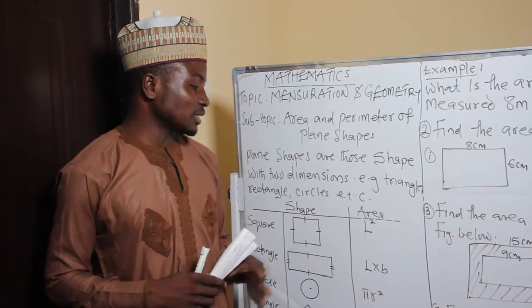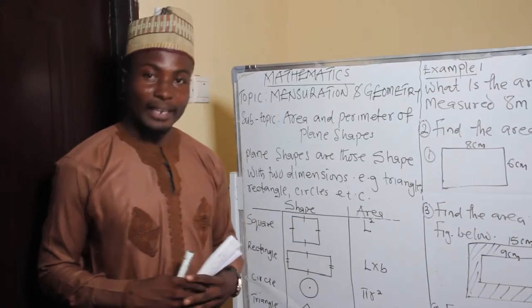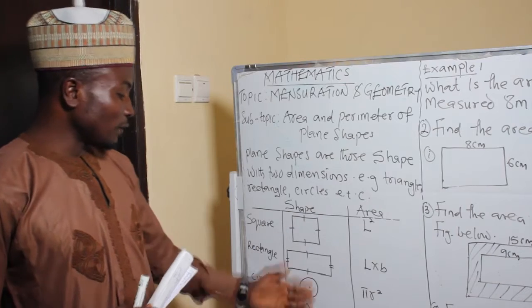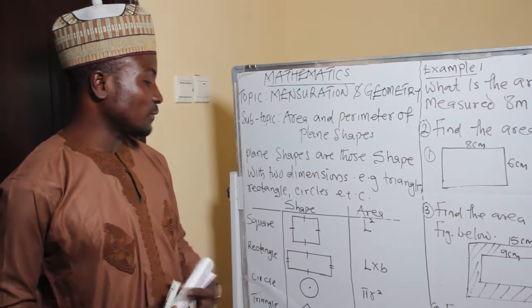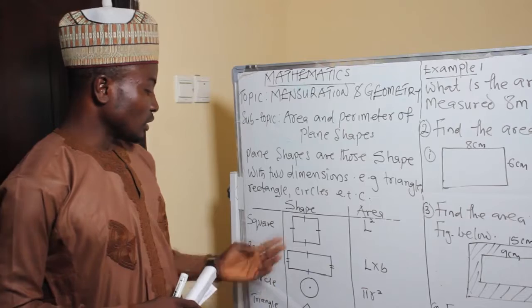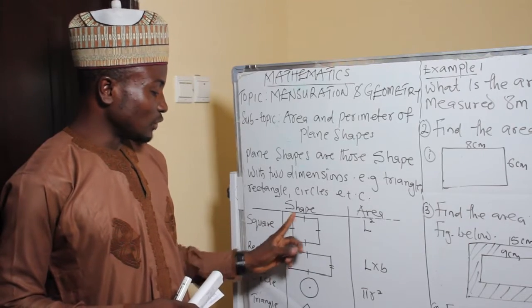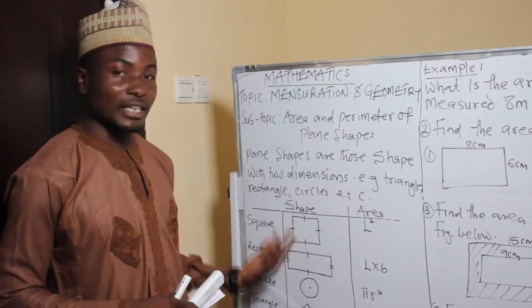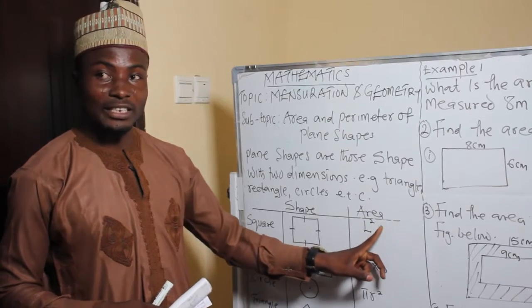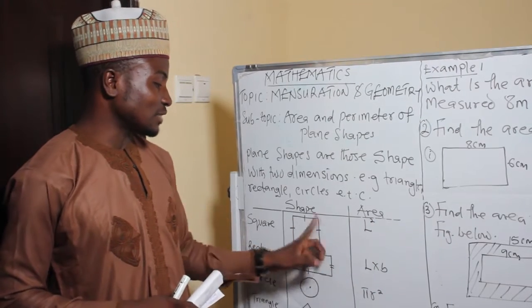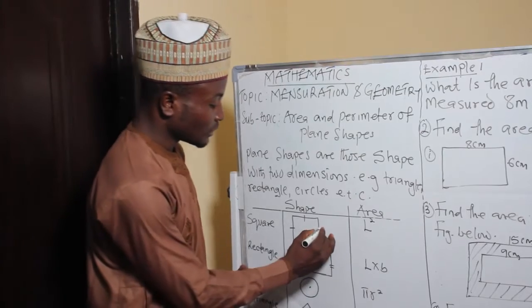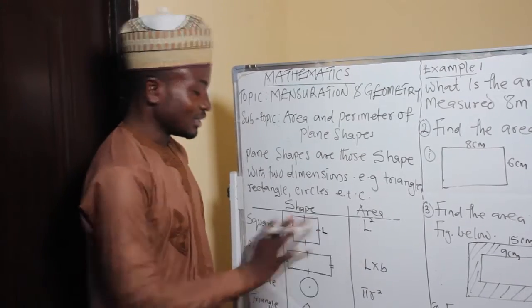Now, since we said we are going to look at how we calculate the area, we have some examples of the plane shapes here, which is a square. This is an example of a square. A square is a shape where all the sides are equal, and the formula for calculating its area is L squared. Because if the sides are equal, all the sides are represented with L. So the area is L squared.